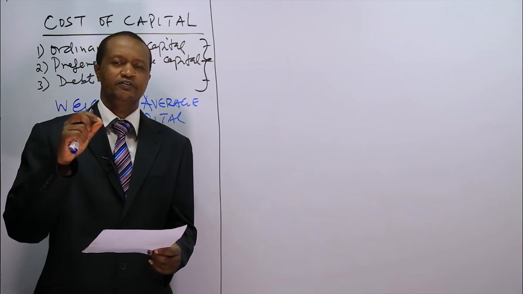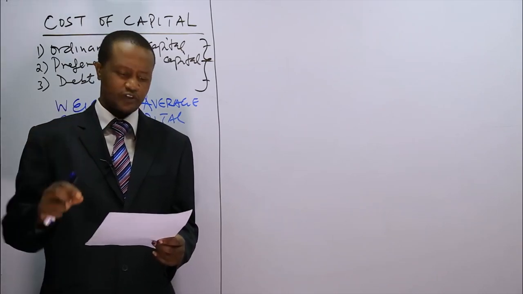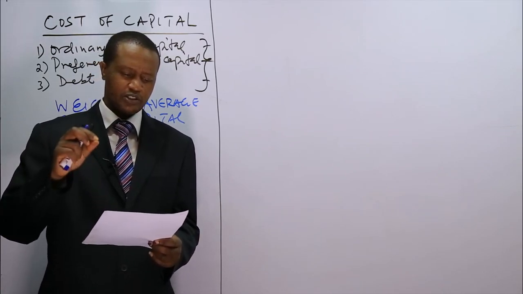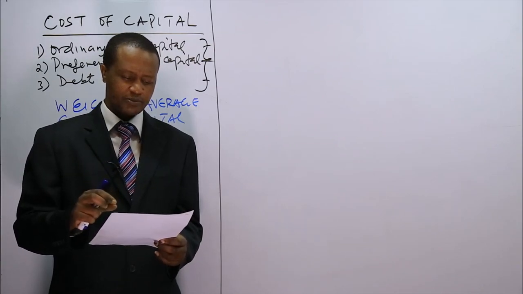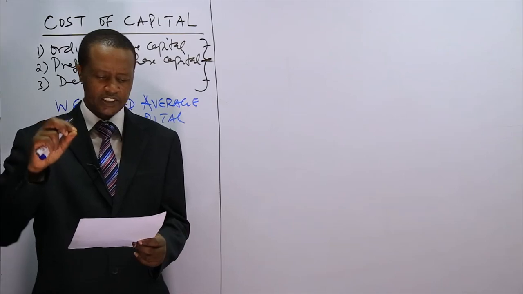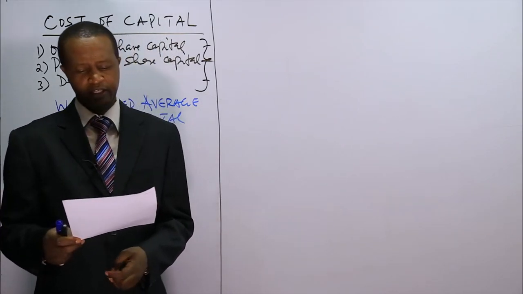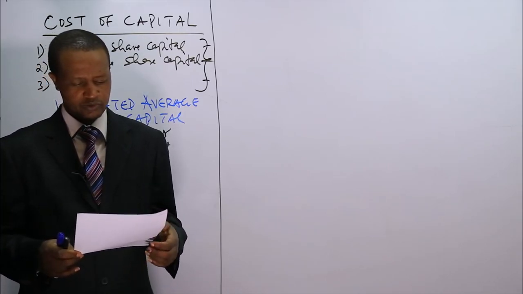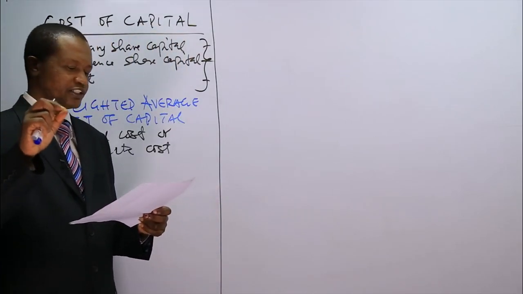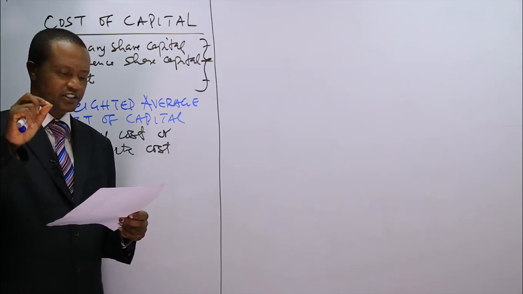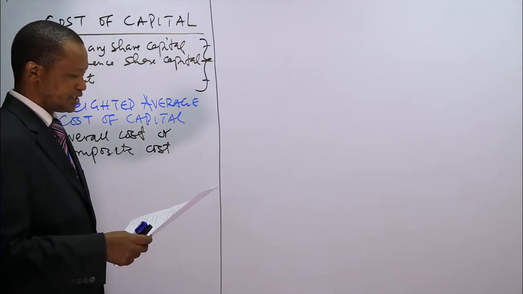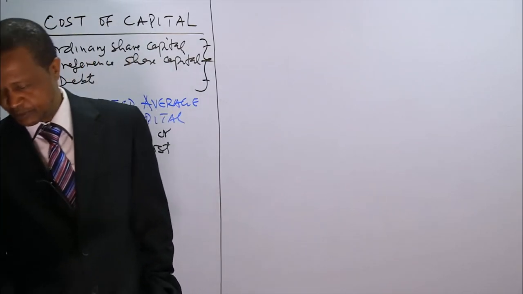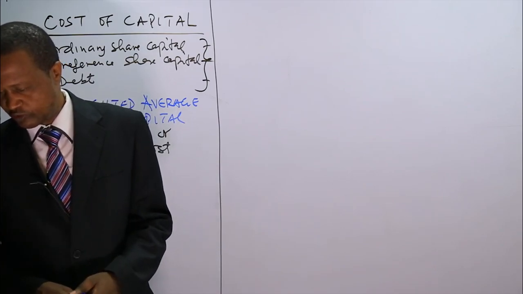So in this question, we had determined the cost of specific sources of capital, starting with the cost of ordinary share capital, cost of 8% preference share capital, cost of 10% preference share capital, and cost of 10% debentures. That one we had determined in our last illustration. Today we are looking at requirement number four, that is the weighted average cost of capital. So how do you determine the weighted average cost of capital?